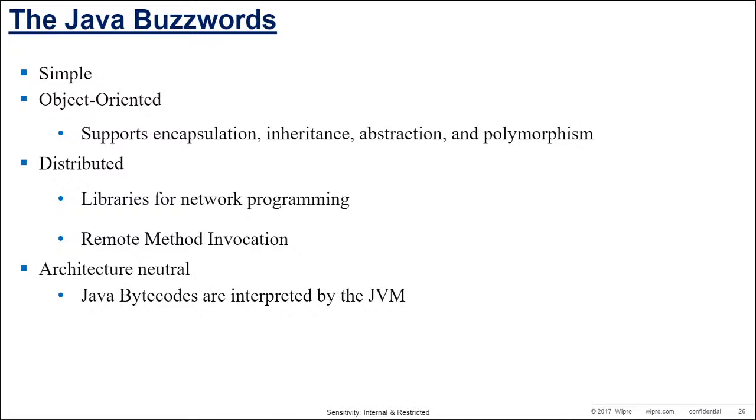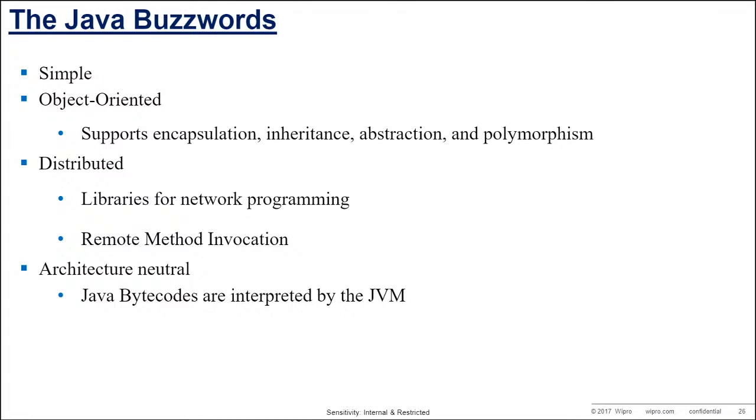And another reason why it is treated to be simple is because many of the components are inbuilt. Since you don't need to develop everything from scratch, you can directly make use of the inbuilt components. Next, it is object oriented because it supports object oriented features, which are encapsulation, inheritance, abstraction, and polymorphism.